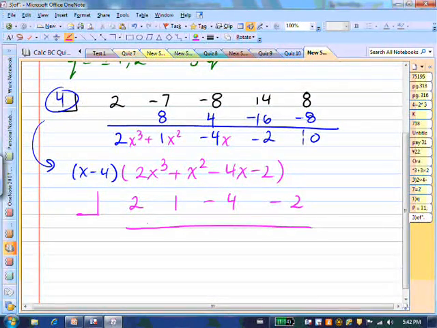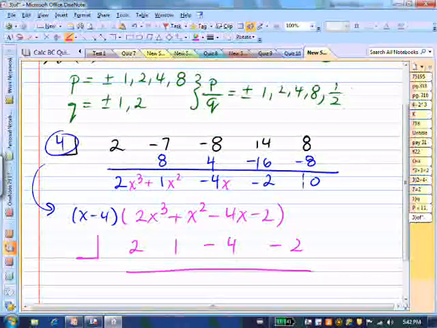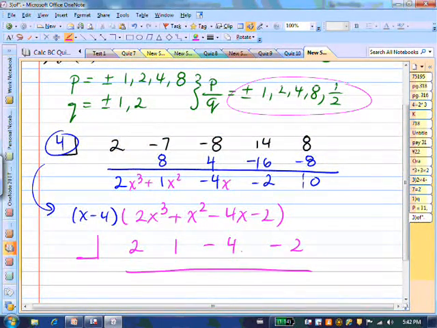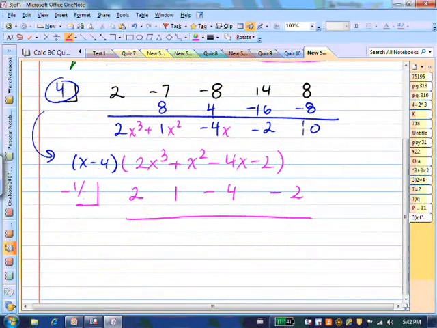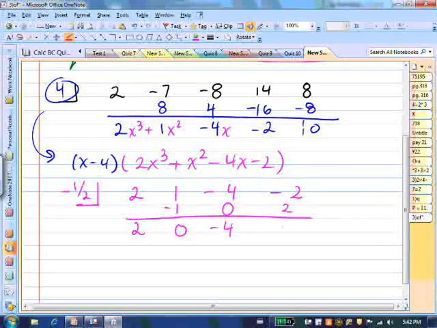You can do the P over Q again, but your choices are actually the same. They're all from here, but you can notice that P over Q won't have 8 or 4, so it's a little bit narrowed down. I'll just give us the one that works, which is negative 1/2. Bring it down, multiply, negative 1, 0, 0, negative 4, multiply 2, 0.